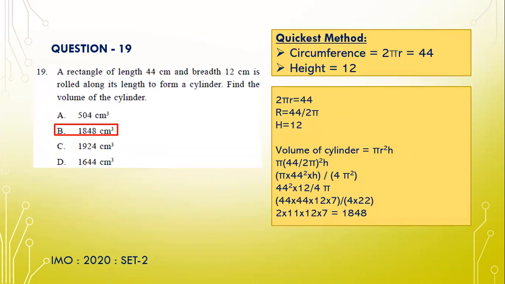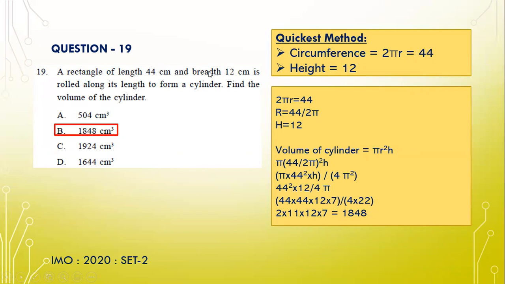A rectangle of length 44 centimeter and breadth 12 centimeter is rolled along its length to form a cylinder. Find the volume of the cylinder. Okay. So what is the circumference? Circumference is 2 pi r. So circumference 2 pi r. So that is the length because it is rolled along the length. So 2 pi r is 44, isn't it?